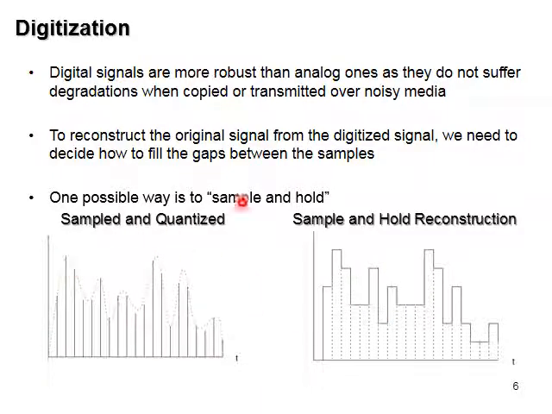Okay? One other approach other than sample and hold reconstruction is, from this one to this one, instead of going constant, we connect a straight line. So let me draw this here. If you are reconstructing that signal, from this sample to this sample, we will have a straight line. Okay, let me erase this.